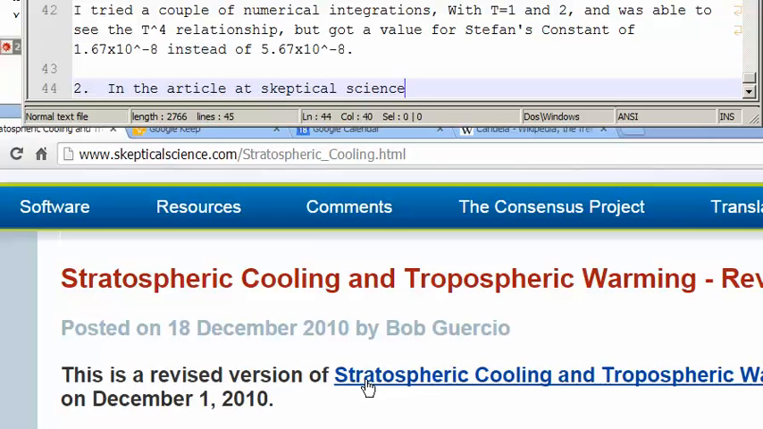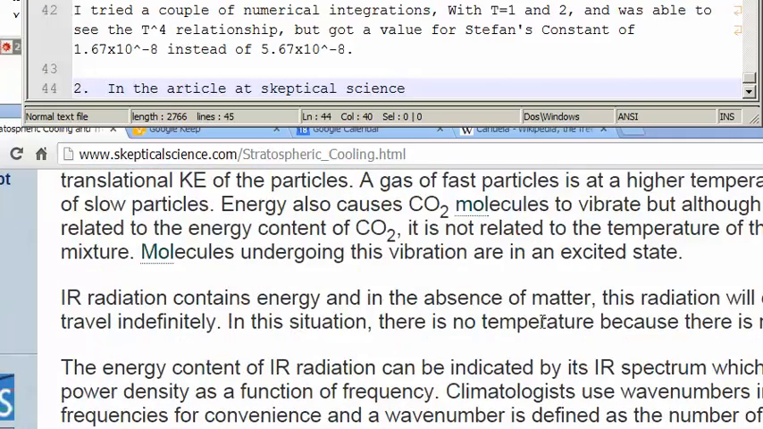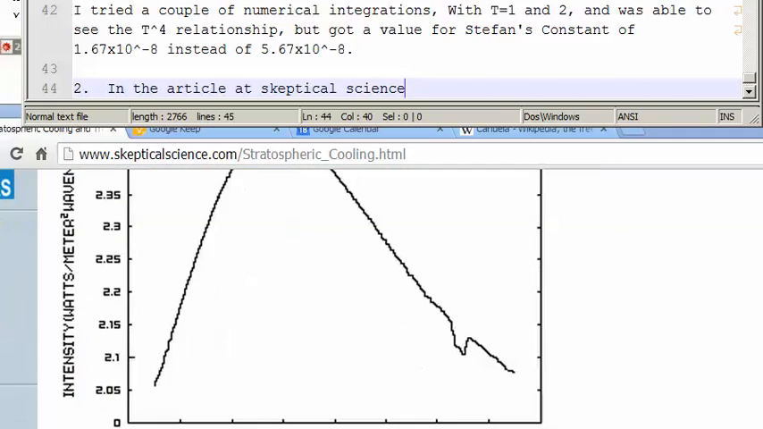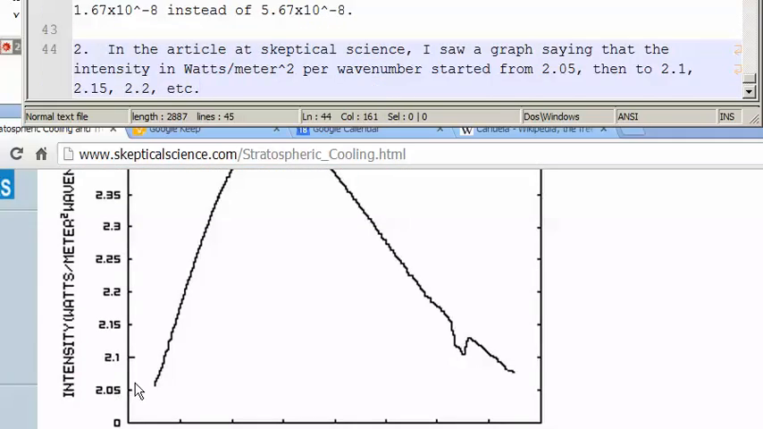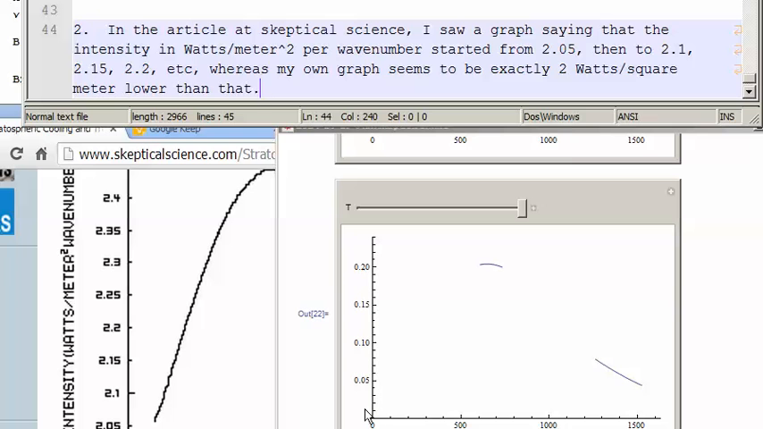Number 2, in the article at Skeptical Science by Bob Guercio, Stratospheric Cooling and Tropospheric Warming Revisited, I saw the graph saying that the intensity in watts per meter squared per wave number started from 2.05, went to 2.1, 2.15, 2.2, whereas my own graph seems to be exactly 2 watts per square meter lower than that. Why is there this discrepancy?